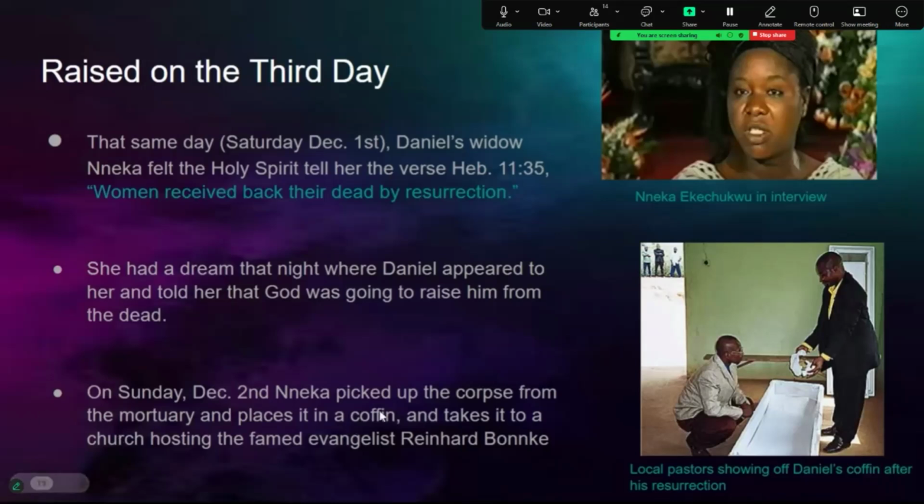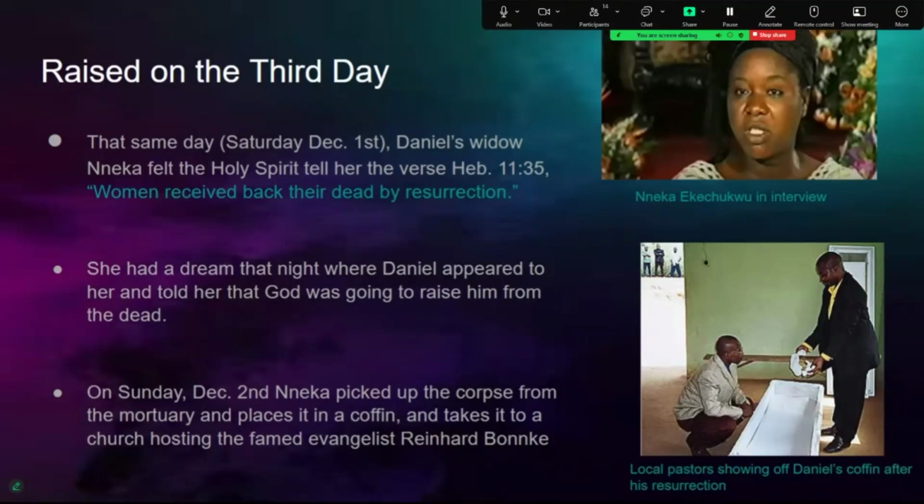And the picture down here is the coffin that they put it in. I don't believe it was a sealed coffin. I think they either kept the lid off or it wasn't completely closed. And so that morning on Sunday, December 2nd, Naneka and some other local pastors of hers go and take the corpse to a local church that's hosting Reinhard Bonnke.